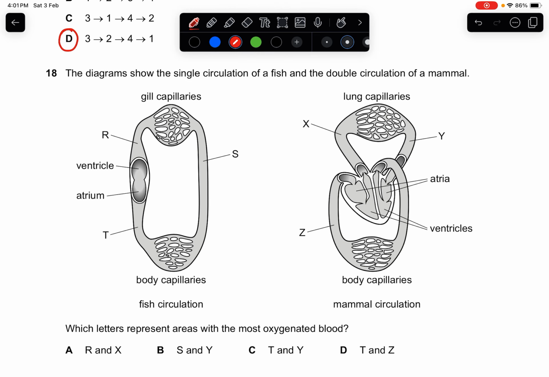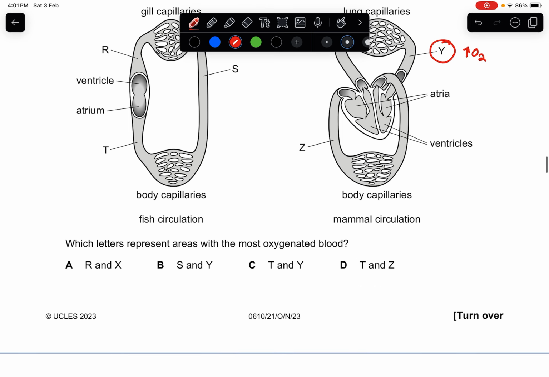Question 18. The diagram shows the single circulation of fish and the double circulation of a mammal. Which letter represents the area with the most oxygenated blood? Okay, they give you both the fish circulation and also the mammal circulation. So let's see the mammal circulation first, since it's the most obvious one. The most oxygenated blood is when we inhale. So it's always at the pulmonary vein, which is at Y. It has the most O2 concentration. So Y is our first answer.